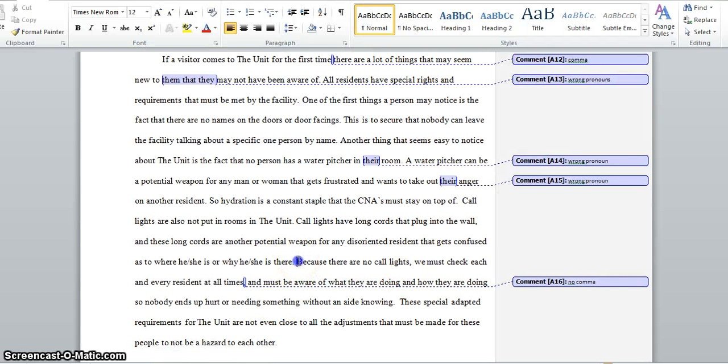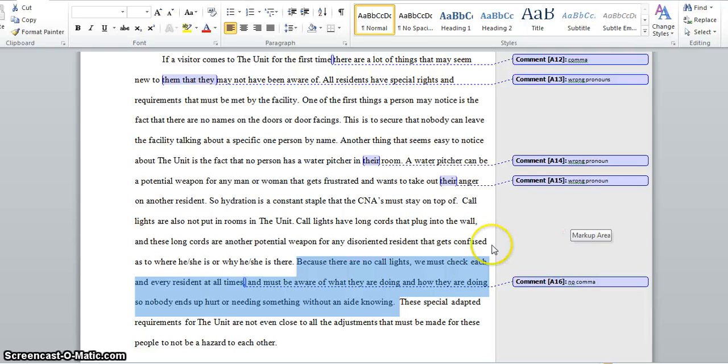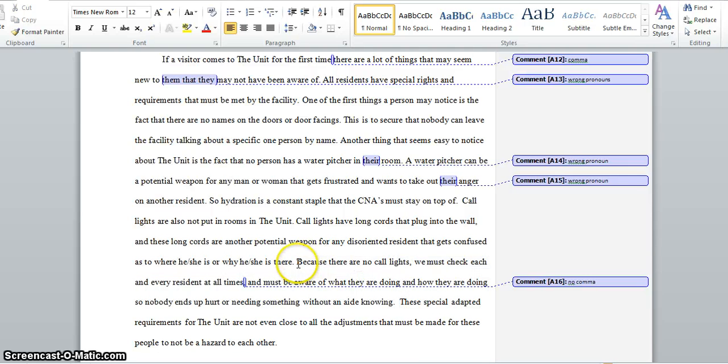Let's look at this sentence right here. It says, because there are no call lights, we must check each and every resident at all times and must be aware of what they were doing and how they are doing so nobody ends up hurt or needing something without an aide knowing. Alright, so first of all, let's look at what this person did right. Because there are no call lights, that's an introductory phrase beginning with because, and there's a comma after it, you see. However, you have a comma before the conjunction. Here's the problem. If you look at the conjunction, you have must be aware of what they are doing and how they're doing so nobody ends up hurt or needing something without aide knowing.